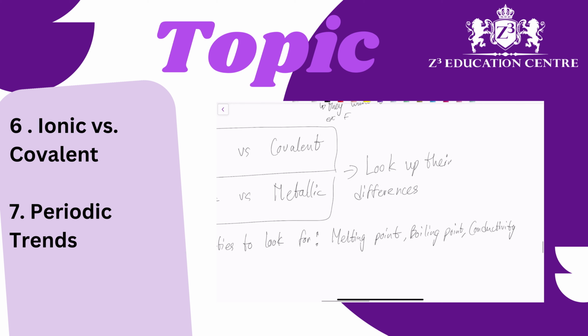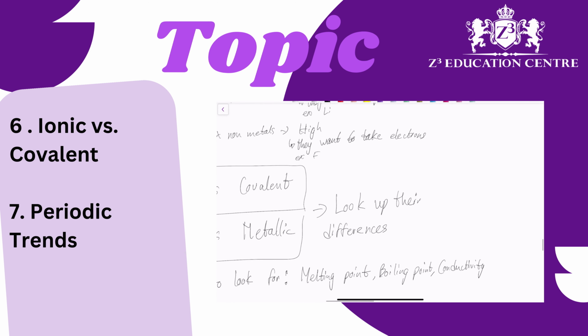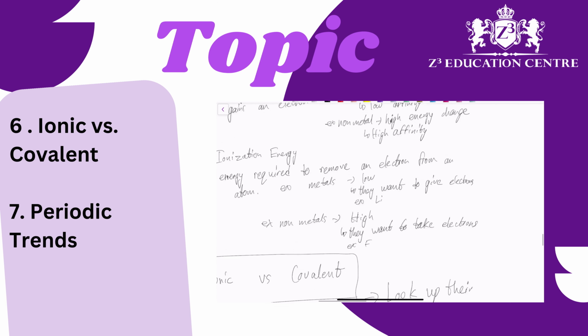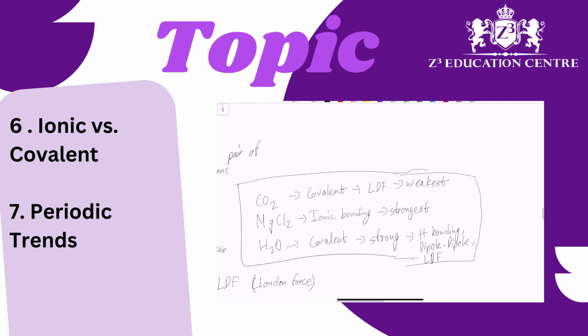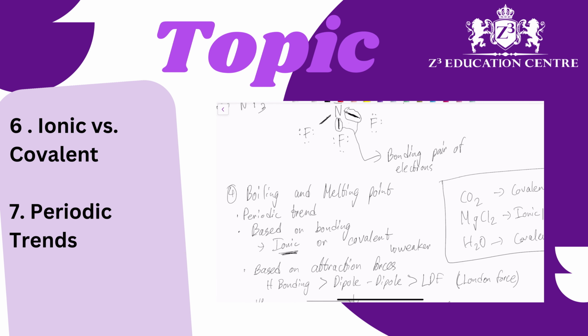Properties to look for when you're distinguishing if it's ionic, covalent, or metallic: melting points, boiling points, and conductivity. Conductivity in terms of electrons, conductivity in terms of electricity. Okay, and if you're distinguishing between which one has the highest or weakest boiling and melting points, look for attraction forces. Look for these types of forces: LDF, hydrogen bonding, dipole, and that should cover all of it.